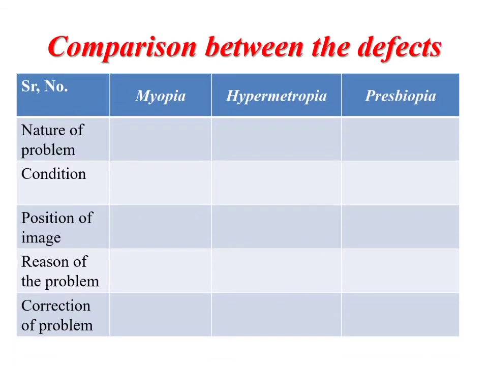So quickly we have gone through this comparison chart: nature of problem, condition, position of image, reason of problem, and the correction of the problem. There are three types of eye defects: myopia, hypermetropia, and presbyopia. Already we have seen the comparison chart in previous lectures.